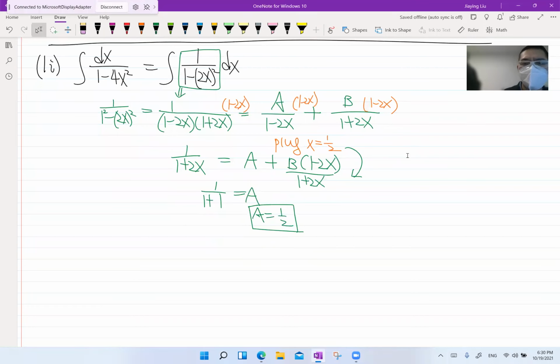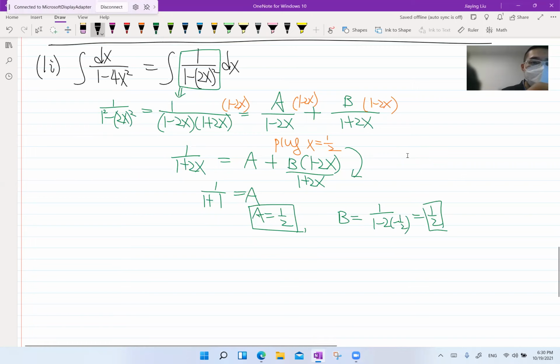What about the b? Well, we can use the same idea by multiplying by 1 plus 2x to both sides. I'm not going to do all the steps, but if you plug in x equals negative 1/2, I got b is 1 over 1 minus 2 times negative 1/2. b is also 1/2. I might be wrong, but double check the math here.